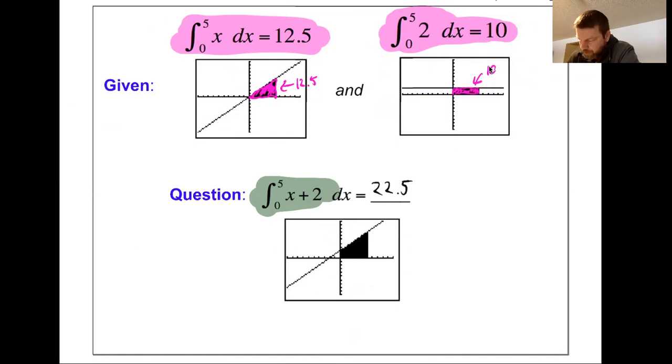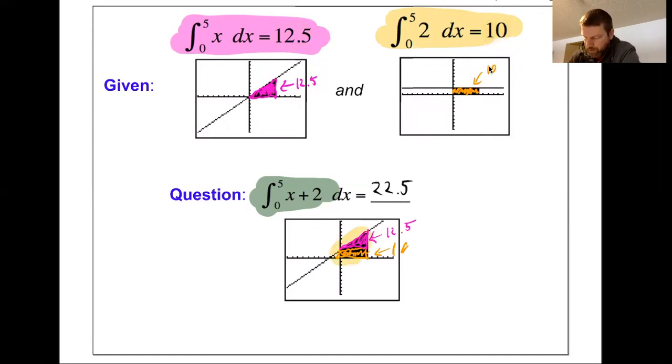The reason why, I'm going to color code this. I'm going to change this color to that color. The reason why is because that area of 10 is still right there, right? There it is right there. And that triangular area of 12.5, well, that's still right there too. So when I wanted to find the area of the two added together, it's going to be the same area of these two individually added together.